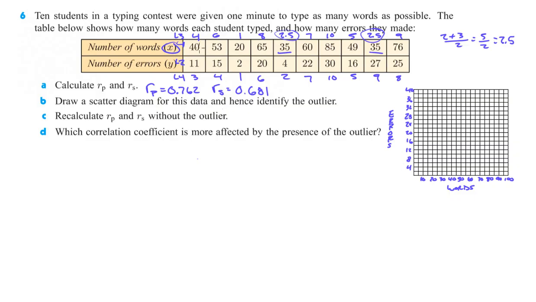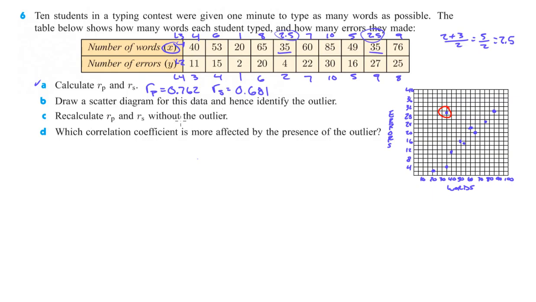Okay, now we're just going to go through and graph, so we would go over to 40 up to 11. It's going to be halfway in between here. So there's that first point there. And we can go through and graph all the rest of these as well. Okay, so here's all of our data. So we drew our scatter diagram for this data and hence identify the outlier. Here's our outlier. All right.